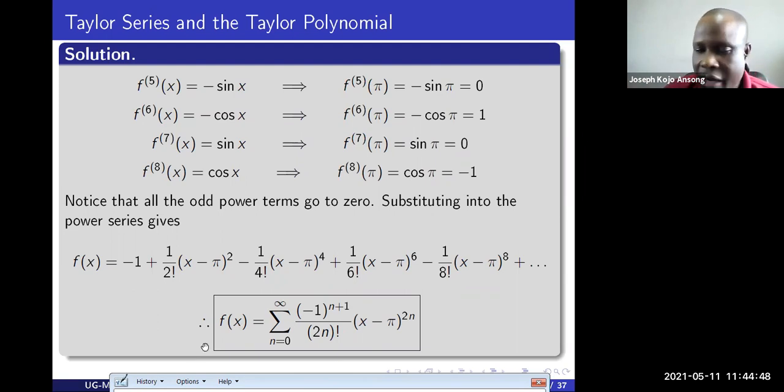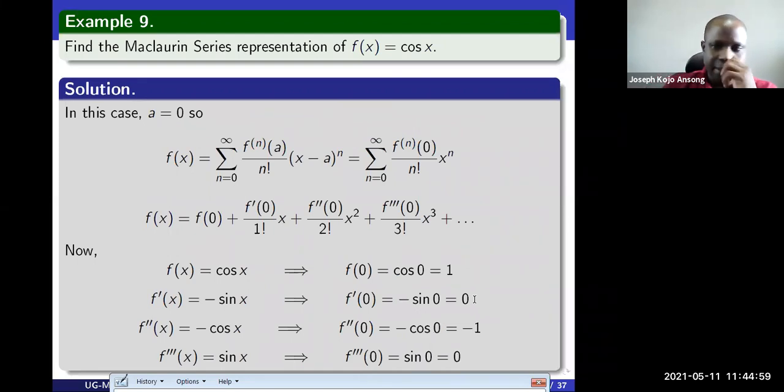Good. Now, you may want to do this yourself, right? Just try this yourself and make sure you get what is in here. The second example says, find the Maclaurin series representation of f of x equals cosine of x. Okay, so as I said before, once you see Maclaurin series, it means that the center is 0. Nobody will tell you that the center is 0, so you have to know that you have to find the derivative at 0. So when you do, basically similar to what we've done before, in this case, a is 0.